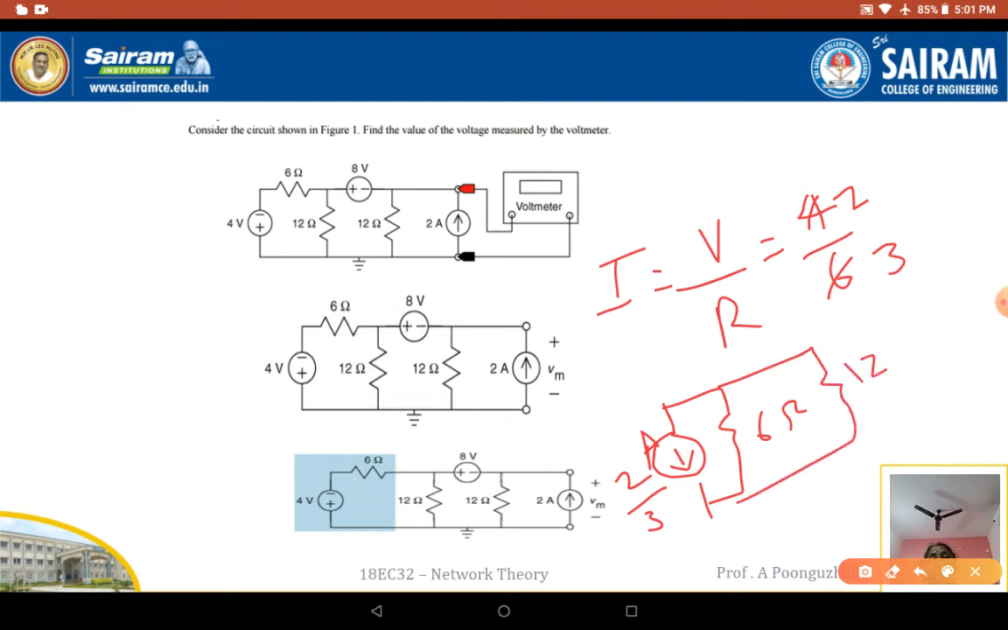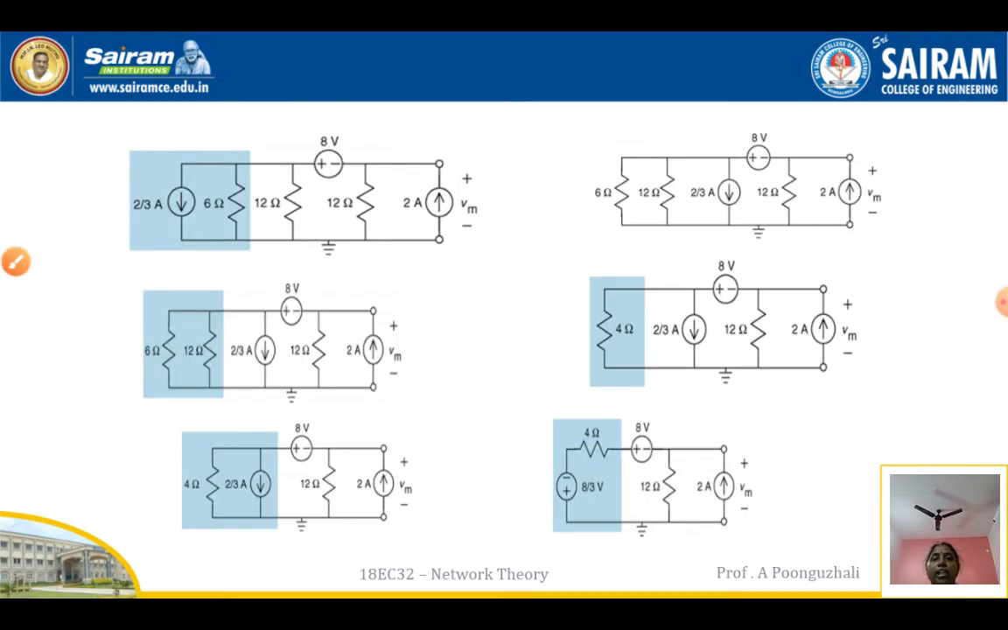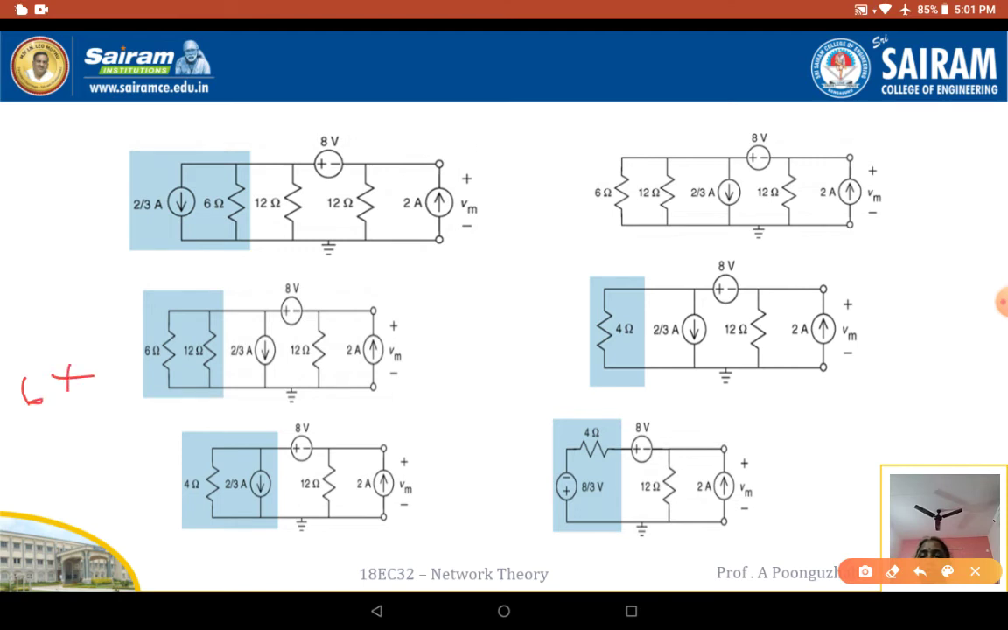Now I can see that the 6 ohms and 12 ohms are going to be in parallel. So I can reduce 6 and 12 in parallel, that is nothing but 4 ohms. So your equivalent resistance value is 6 into 12 divided by 6 plus 12. That means 72 divided by 18, which is nothing but 4 ohms. So here it is going to be replaced as 4 ohms, 2 by 3 amps. And we are going to have the 8 volts, 12 ohms present there.